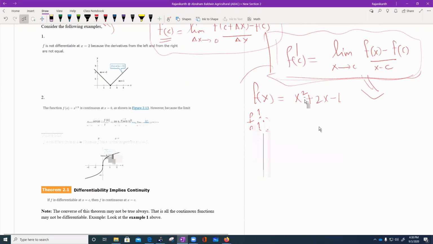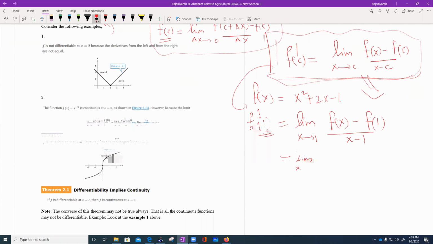So this formula says what? f prime of c, where c is 1, is simply the limit as x goes to c. My c is now 1, then use this formula to find the limit. So this is the limit as x goes to 1. What is f of x? f of x is x squared plus 2x minus 1, right? Then subtract f of 1. What is f of 1?